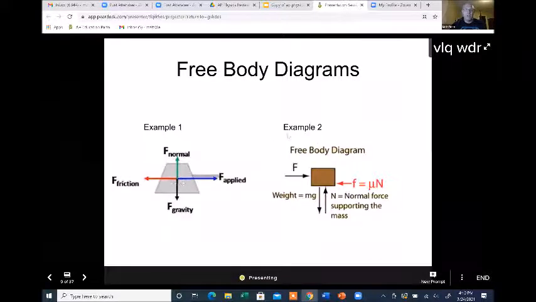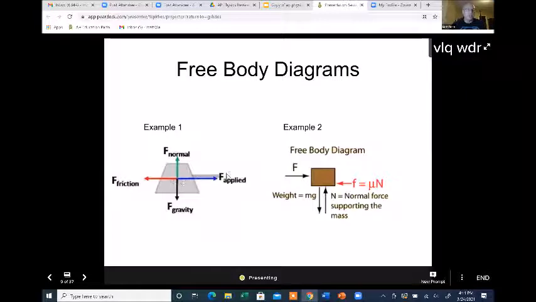Example 2 shows the forces acting at the point on which they actually act in real life. So we have some kind of applied force pushing from left to right. That's the F there. We have weight acting downward on the object. We have a normal force pushing up on the object. And we have friction acting toward the left, right at where the box, in this case, meets the surface.